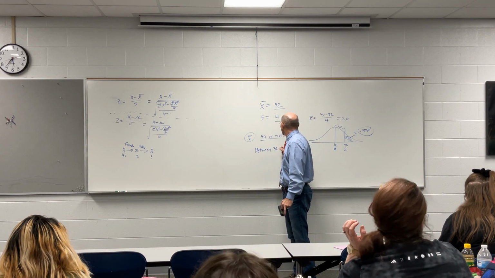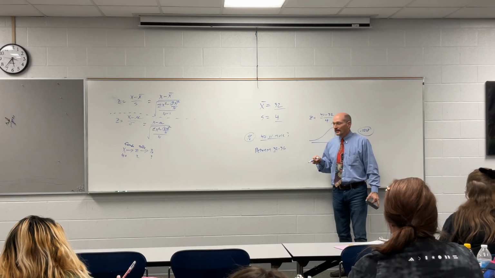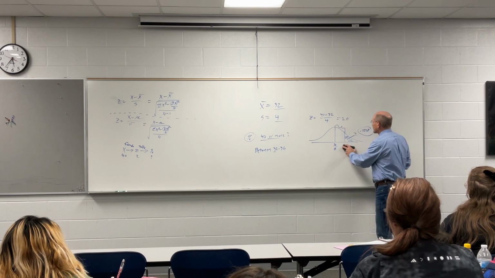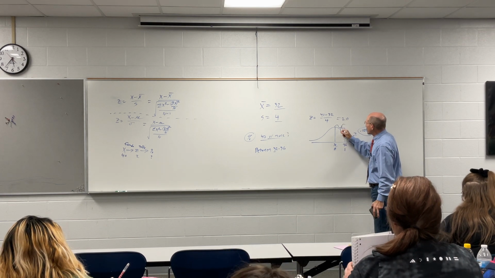Perfect. So you're fine. Because 32 is the mean, you don't calculate that one, you only calculate the other. We've already calculated the 36, that was 1. So really you're asking for this area.